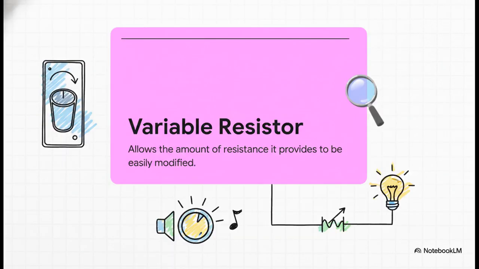Now, the variable resistor takes things up a notch. This component lets you actually change the amount of resistance. It gives you direct, hands-on control over the current. If you've ever used a dimmer switch for a light or turned the volume knob on a stereo, you've used a variable resistor. That's exactly what's going on inside.